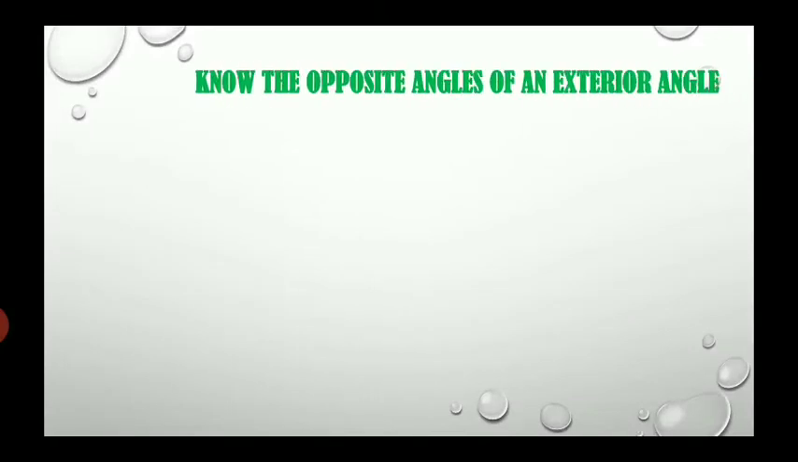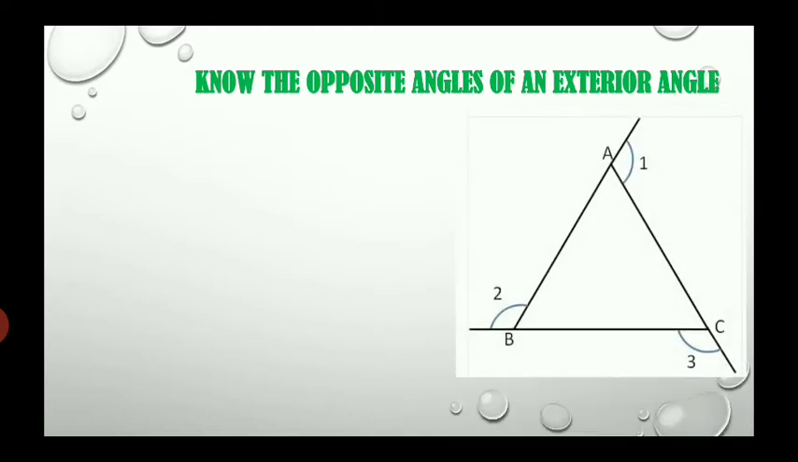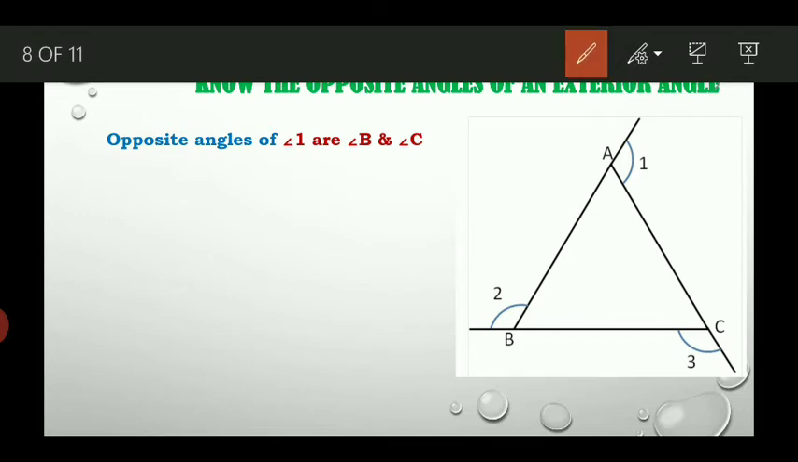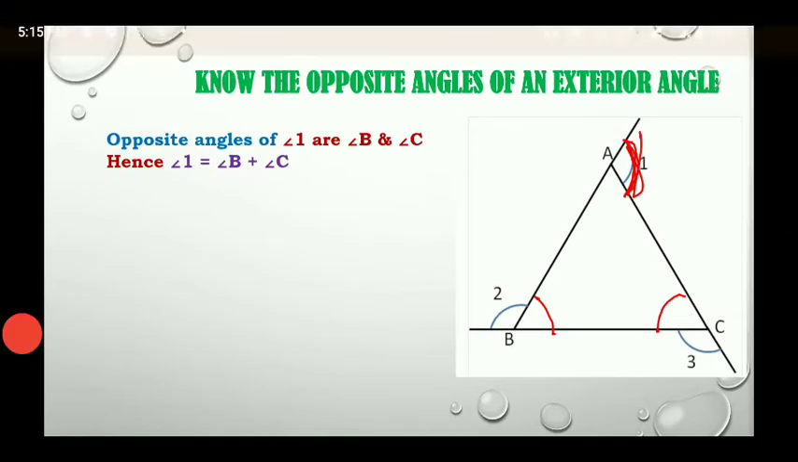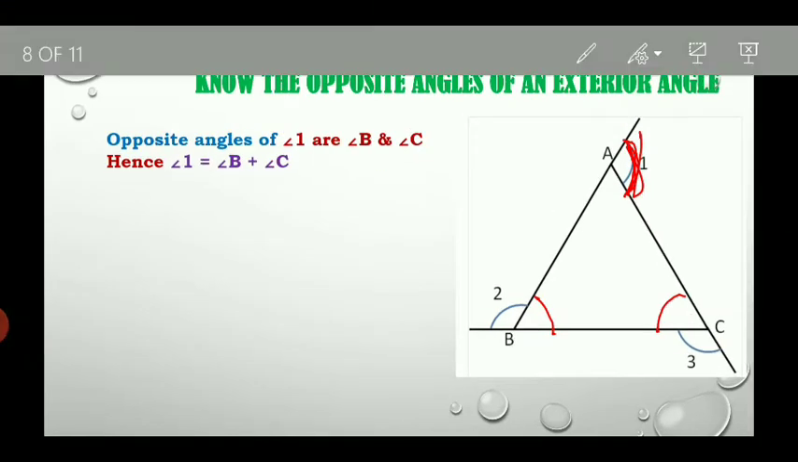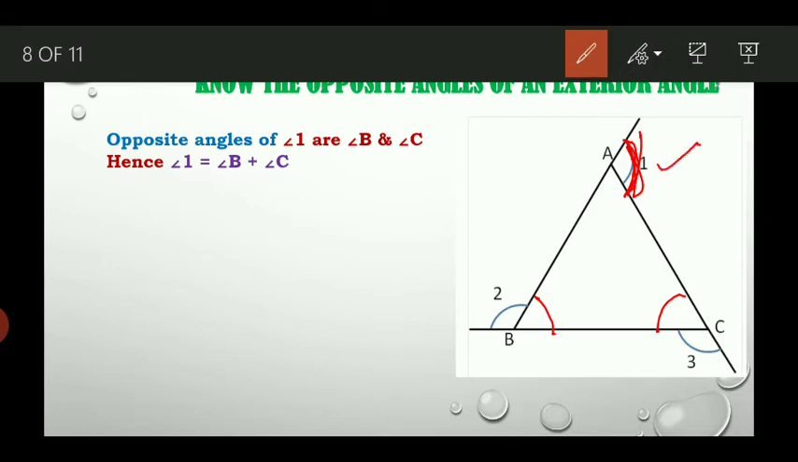Know the opposite angles of an exterior angle. Now see, the opposite angles of angle 1 are angle B and angle C. Now if you see, this is the exterior angle. So opposite to this angle are this B and this C. Okay, so angle 1, that is the exterior angle, is equal to the sum of the two interior angles. So angle 1 is equal to B plus C, the sum of the two interior angles.